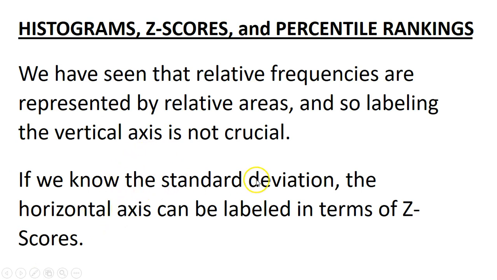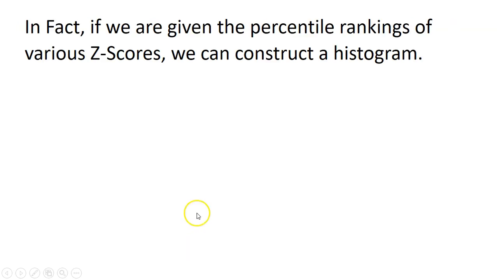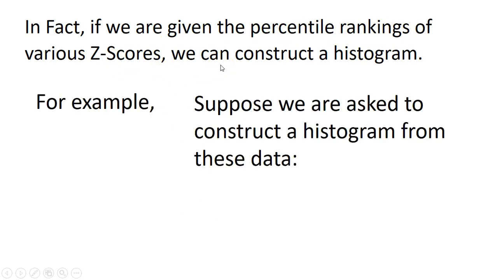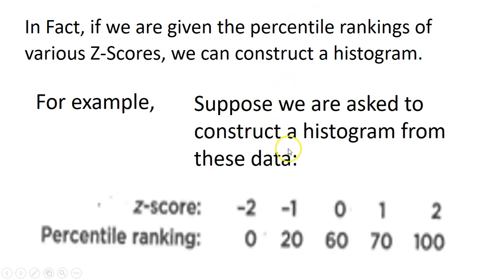If we know the standard deviation, the horizontal axis can be labeled in terms of z-scores then. In fact, if we are given the percentile rankings of various z-scores, we can construct a histogram. So for example, so you can see what I mean, suppose we are asked to construct a histogram from this data. All I know is the z-scores and a percentile ranking. That's all that I know.